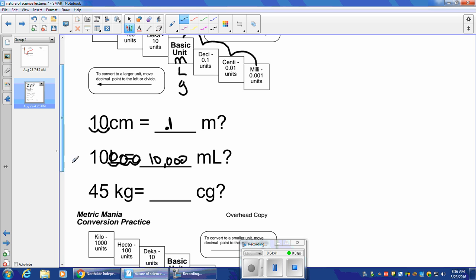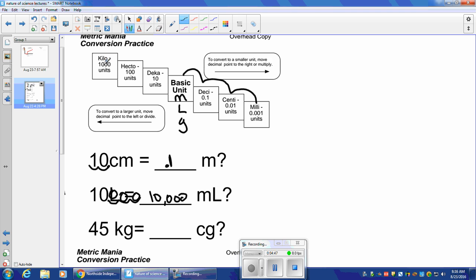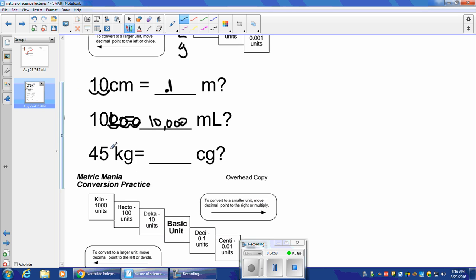Okay, kilograms. So where's kilograms at? Kilo is here, way up here. Kilograms to centigrams, right? So that's going to be a lot of jumping. Let's try that out. Okay, kilo, ready. 1, 2, 3, 4, 5. Okay, so we have to do 5 jumps. So I'm going to take that decimal and go 1, 2, 3, 4, 5. And that's kind of nasty, so let's write it over here. Okay, 5 zeros. Alright, that's a big number, so put the commas there. There you go. So 4,500,000 centigrams, okay?